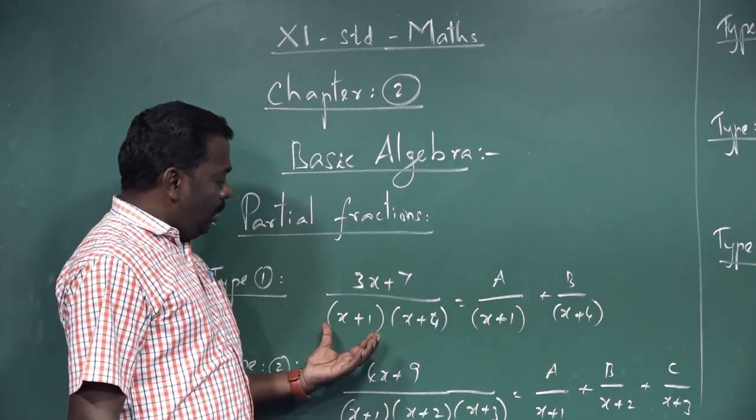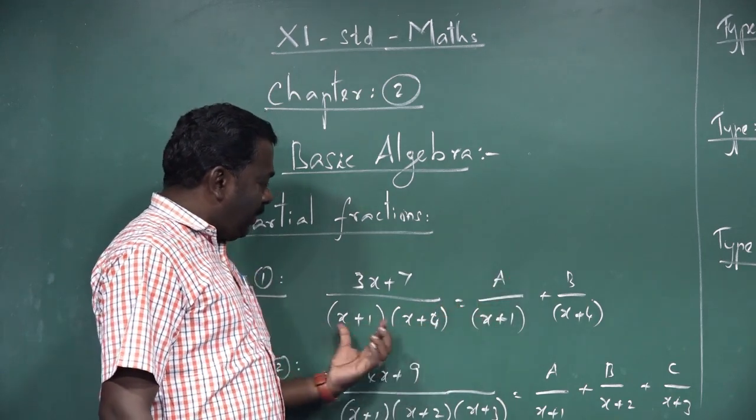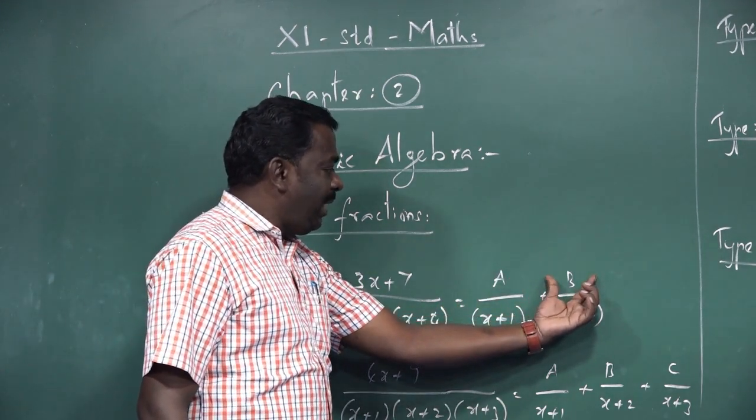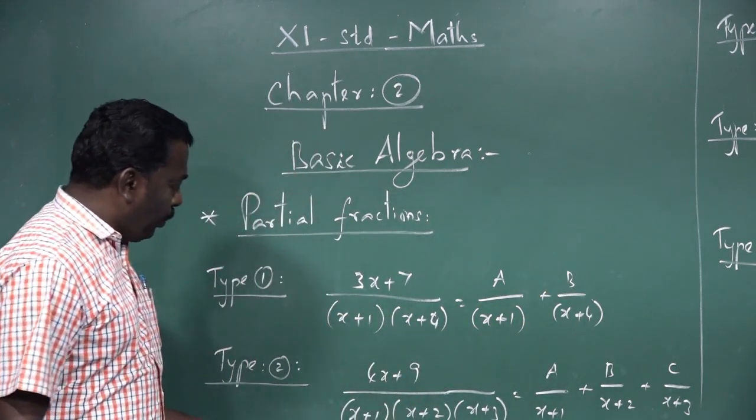We have to take the first factor as the denominator with numerator A, plus the second factor as the denominator with numerator B. This is type 1.